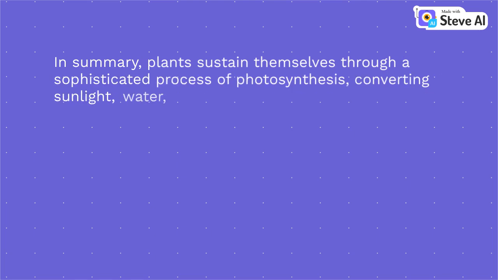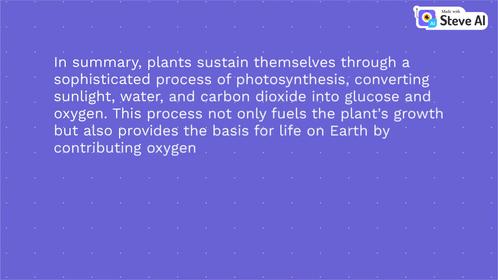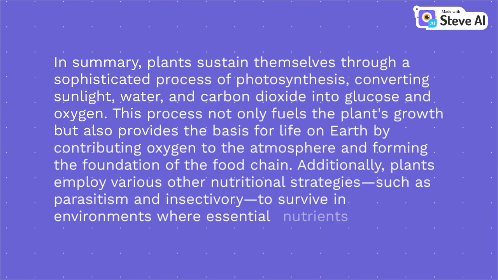In summary, plants sustain themselves through a sophisticated process of photosynthesis, converting sunlight, water, and carbon dioxide into glucose and oxygen. This process not only fuels the plant's growth, but also provides the basis for life on Earth by contributing oxygen to the atmosphere and forming the foundation of the food chain. Additionally, plants employ various other nutritional strategies, such as parasitism and insectivory, to survive in environments where essential nutrients might be limited.